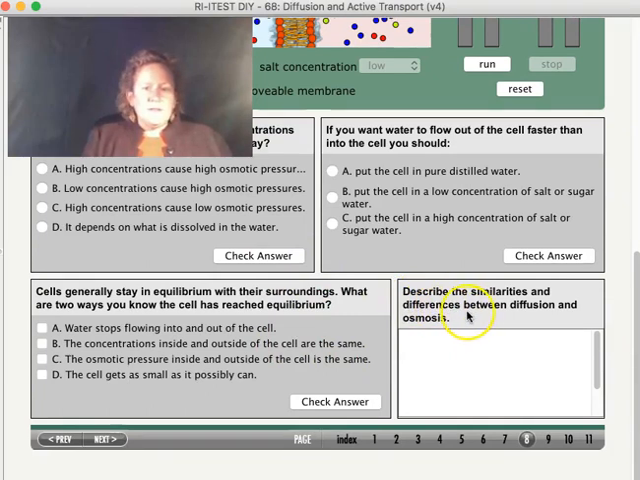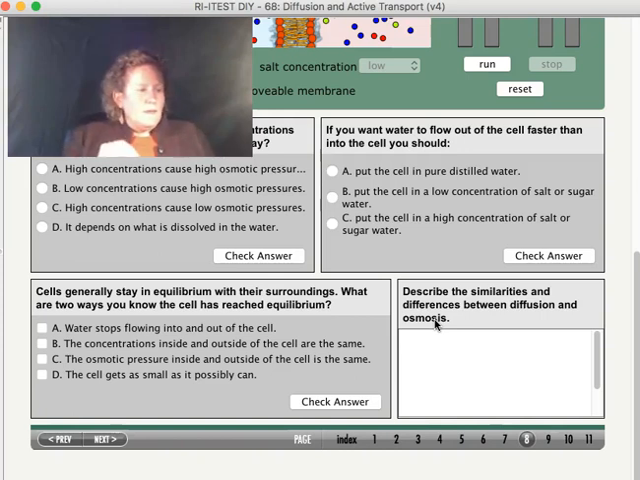Describe the similarities and differences between diffusion and osmosis. Well, diffusion includes osmosis because water is diffusing, but osmosis is not all diffusion. Osmosis is diffusion of water only. If you're talking about osmosis, it's just the diffusion of water, just water. It's not the diffusion of carbon dioxide or oxygen. If you say osmosis, you mean just water is diffusing.